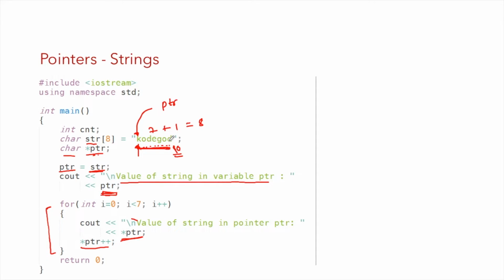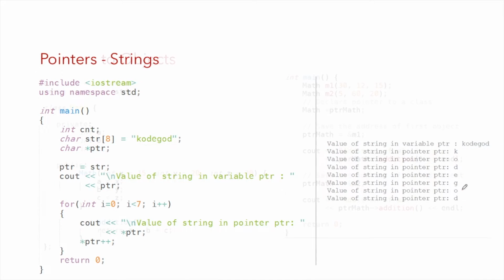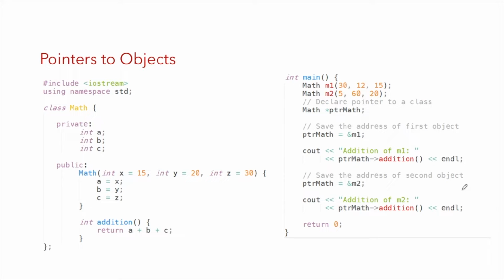So using this particular for loop, which is going to iterate from 0 to 7, it will print output like this. Because of this particular statement, the compiler is going to print this particular line, and it is going to print Kodegod as a complete string, and then using the for loop these values will be printed one by one as characters. So fairly simple concept to understand, and in the next slide we are going to talk about pointers to objects.